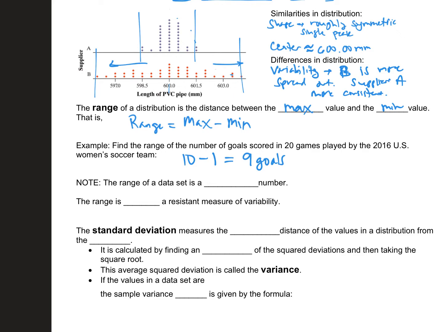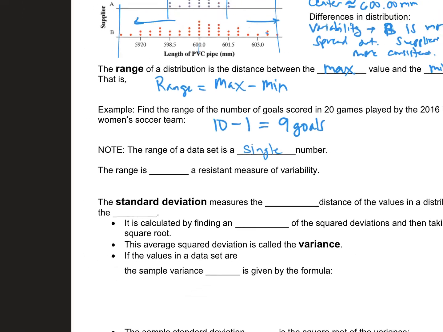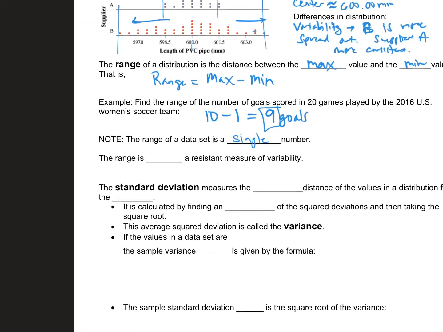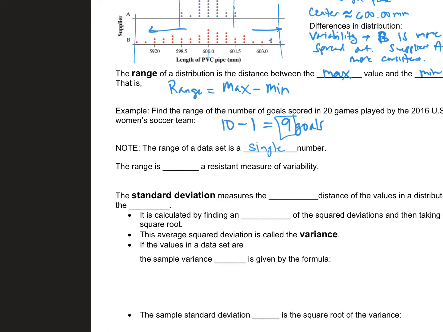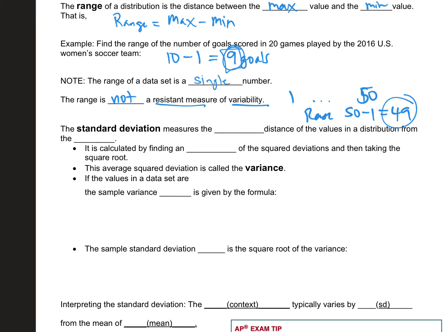Now note, and I've talked about this already before, the range of a data set is a single number. The range is 9, the range is 15, the range is 20. And the range is not a resistant measure of variability. So if the number of goals was 1, and then instead of 10, remember we replaced that with 50, then the range would be 50 minus 1, or 49. That's a big difference from a range of 9. So it's not a resistant measure of variability. It's not resistant to outliers and strong, large numbers that aren't typical.